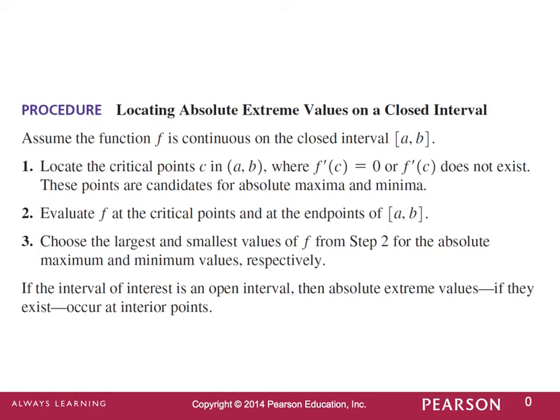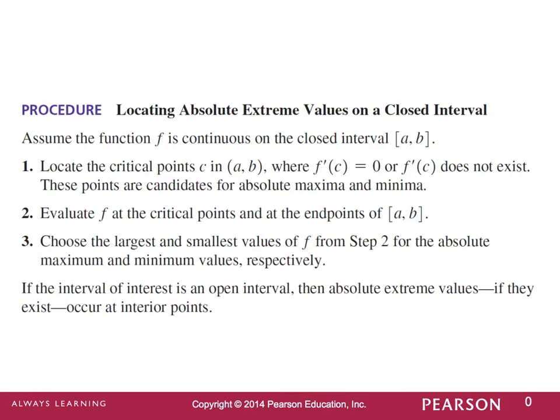So our procedure for locating absolute extreme values on a closed interval is we have to assume the function is continuous on the closed interval, and if we know that it's not, then we can't do these following steps. All right, so if the function is continuous on the interval, then we can do this. We need to locate any critical points c on the interval a to b, so just the stuff inside, and so that's where f prime of c is going to equal 0 or f prime of c does not exist. These are candidates for absolute maxima and minima, but they're not necessarily going to be those extrema.